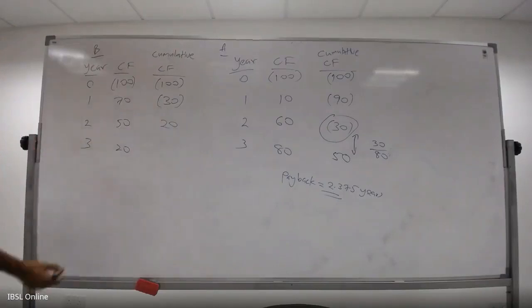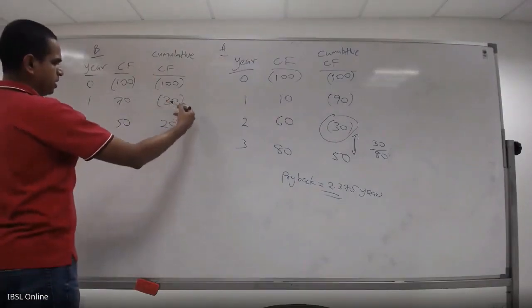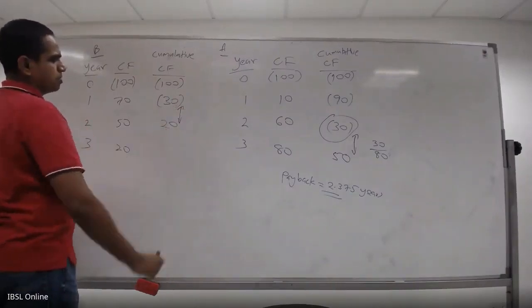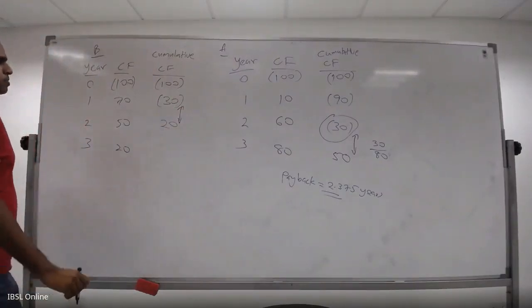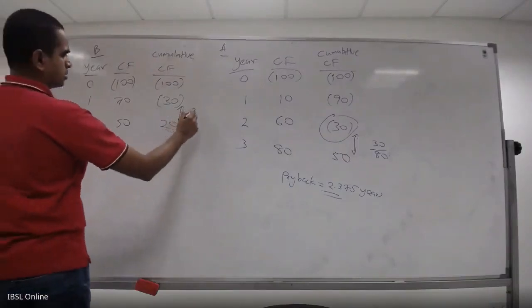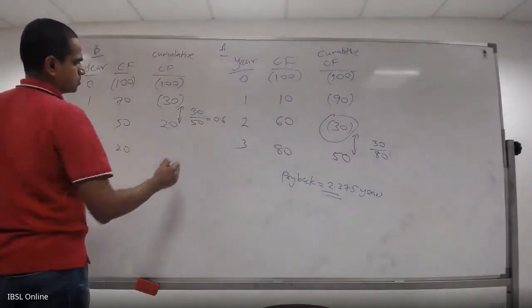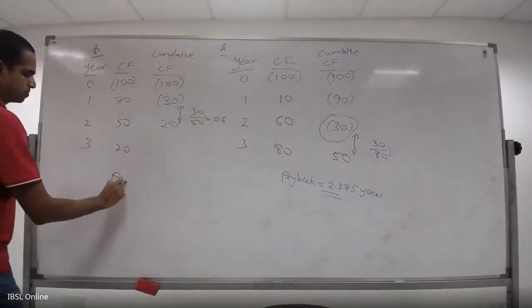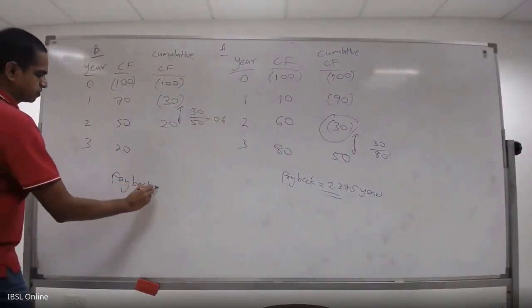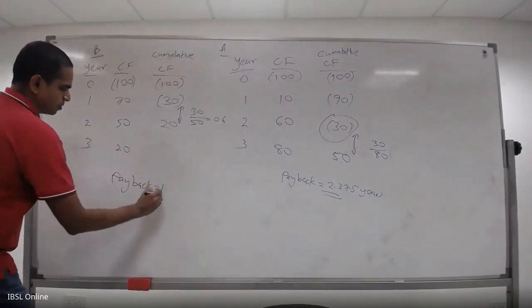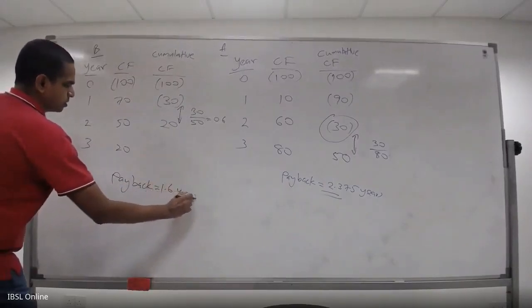So you go from negative to positive somewhere between year 1 and 2. Right? Your break even or your payback is somewhere between 1 and 2. How you find it is you're short of 30, you get 50 per year, that's 0.6. And so payback is 1.6 years.